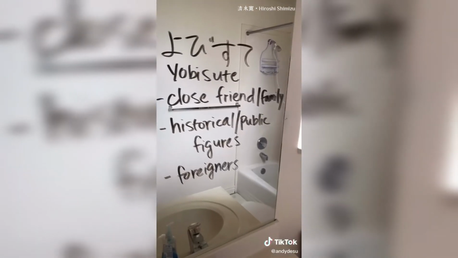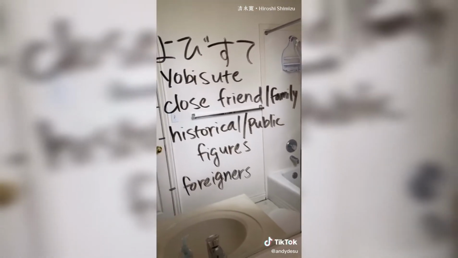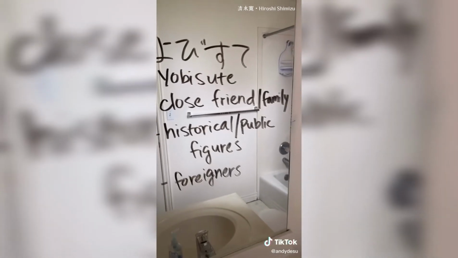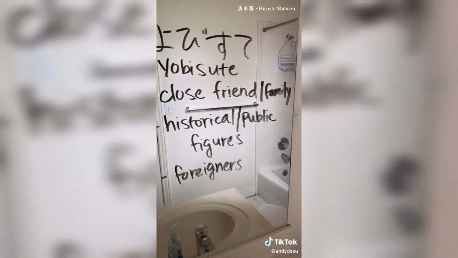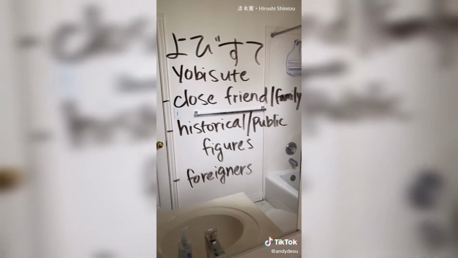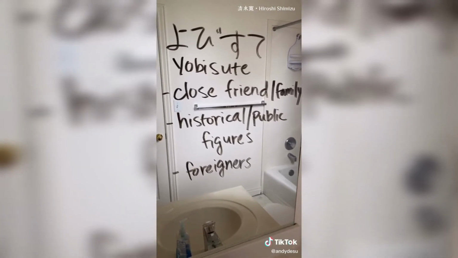There are some cases where you might refer to someone without a title, which is called yobisute, for example with close friends or family members, historical or public figures, and in some cases, foreigners. You should always use a title when meeting someone for the first time. When in doubt, simply use san.